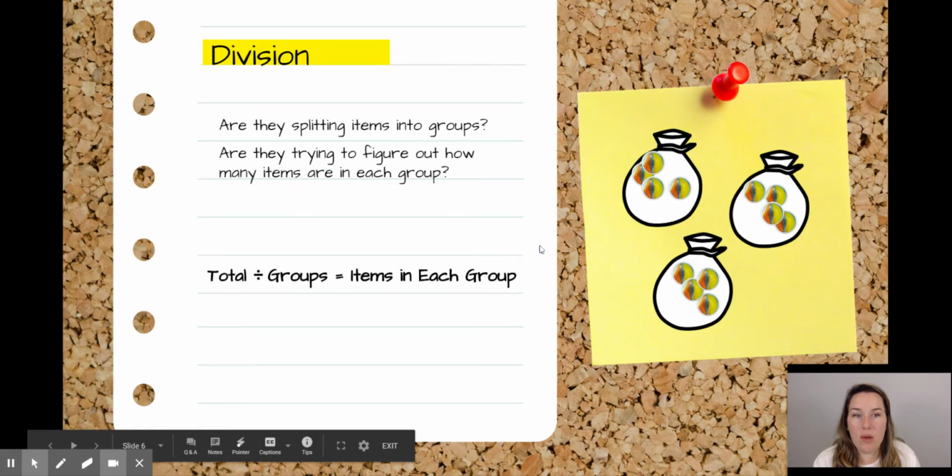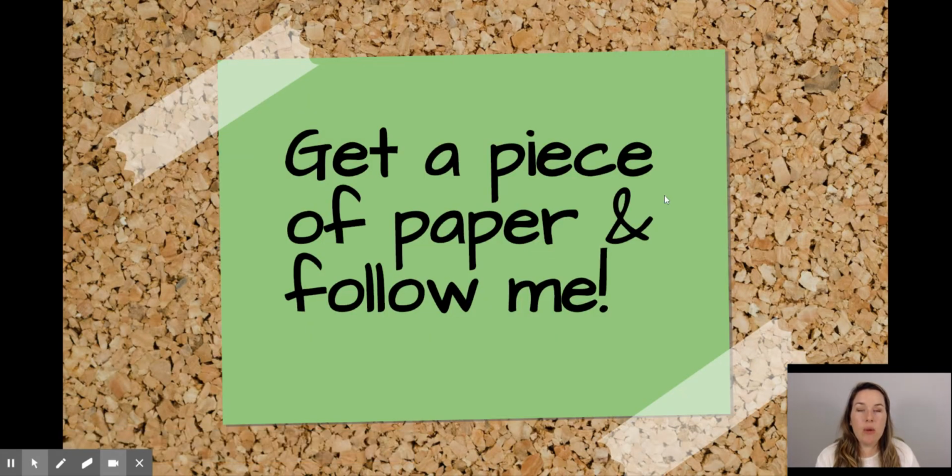Let me click back through this real quick. All right, so what I want you to do is grab a piece of paper or a whiteboard, and follow along with me. What we're going to do is read some word problems, and we're just going to decide: are they addition, subtraction, multiplication, or division word problems?